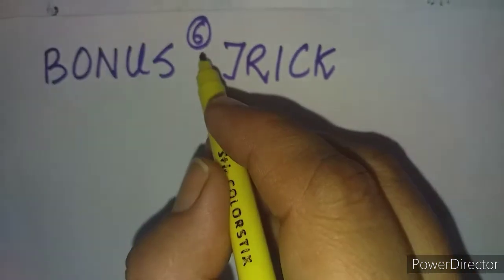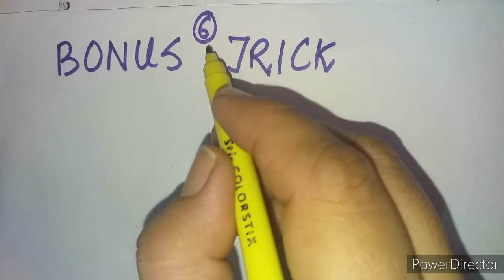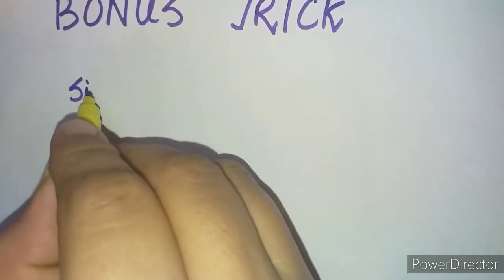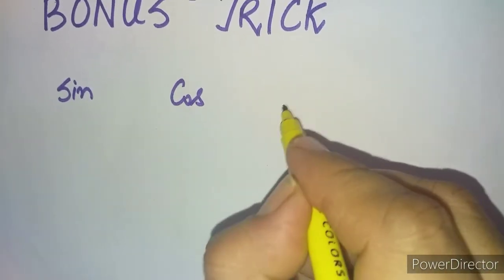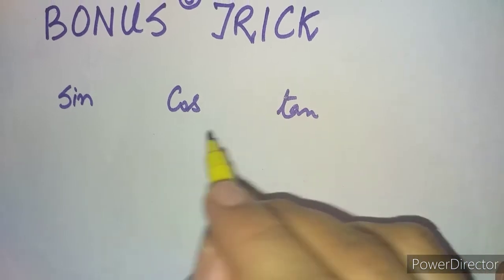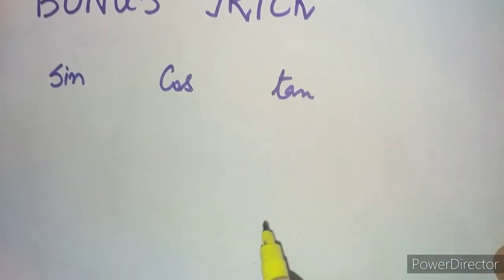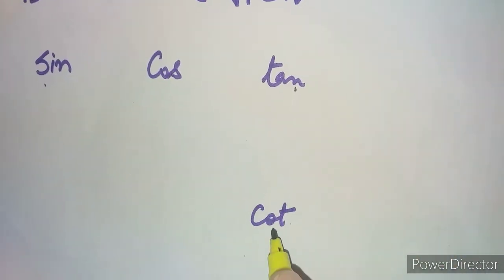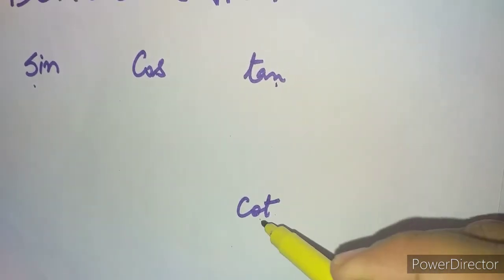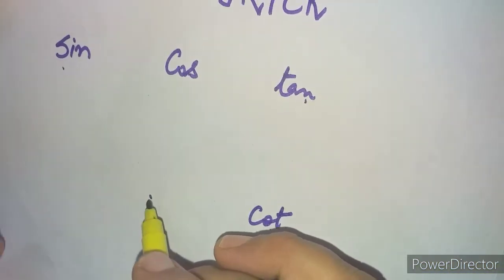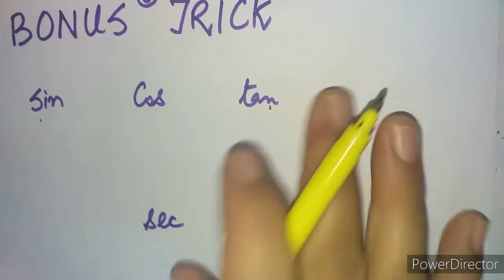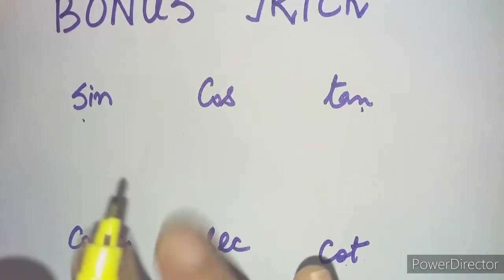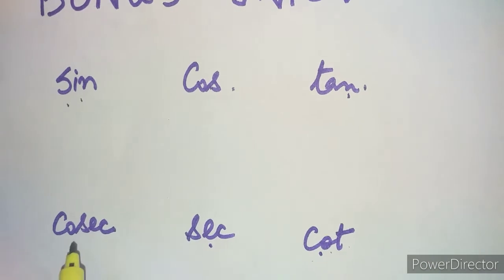So what you are supposed to do in order to remember this flawlessly, you simply have to write the first 3. Do you remember the names of the first 3? Sine, cos and tan. Okay, sine, cos and tan, right? And below this you are supposed to write their reciprocals. Sine, cos, tan I have written here, and cot. Reciprocal of tan is cot, reciprocal of cos is secant, and the reciprocal of sine is cosecant, right? Remember the order. Okay, sine, cos, tan and cot, secant and cosecant.